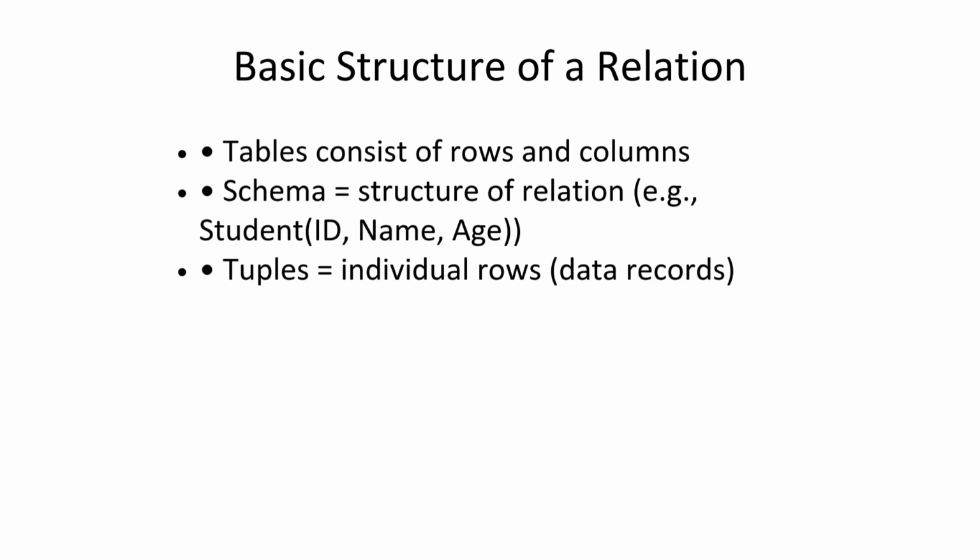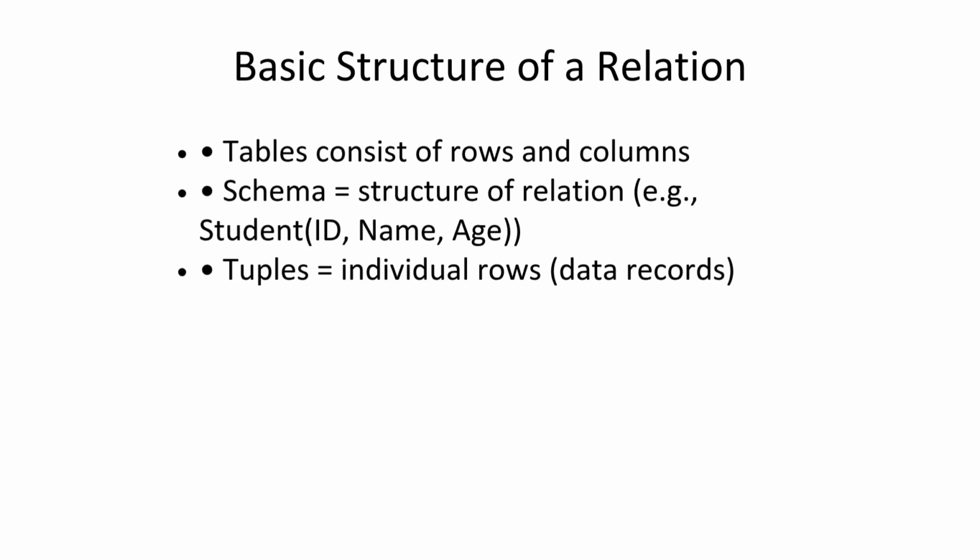Before we dive into relational algebra operations, let's quickly understand what a relation is in databases. A relation is just a table made up of rows and columns. In database terms, columns are called attributes, rows are called tuples. The structure or layout of a table is called the schema. For example, consider the relation Student(ID, name, age). This means we have a table with three attributes: ID, name, and age. Each row or tuple in the table represents a single student's data.